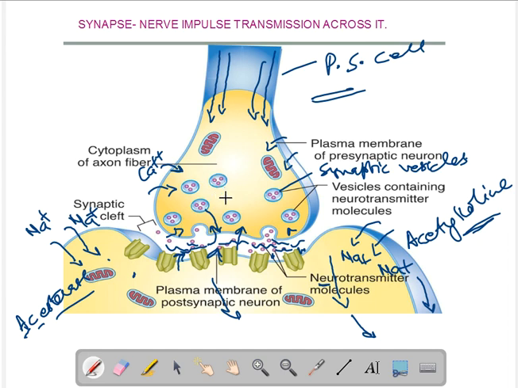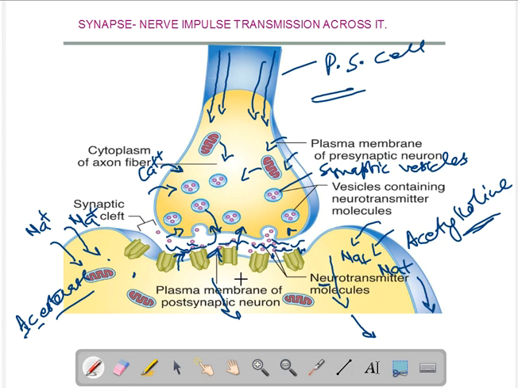Now, this combining of these simpler molecules, acetyl-CoA, etc., requires energy. They require a lot of ATP. And what produces that ATP? The mitochondria present in the synaptic knob. And so synaptic knobs are rich in synaptic vesicles and a lot of mitochondria. So here, this is all about how a nerve impulse is transmitted across a synapse.